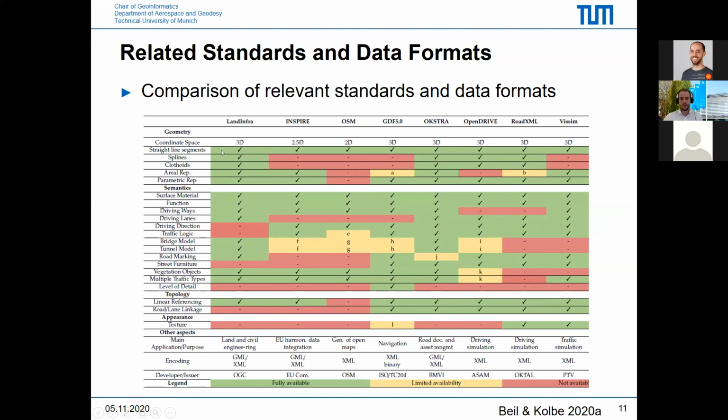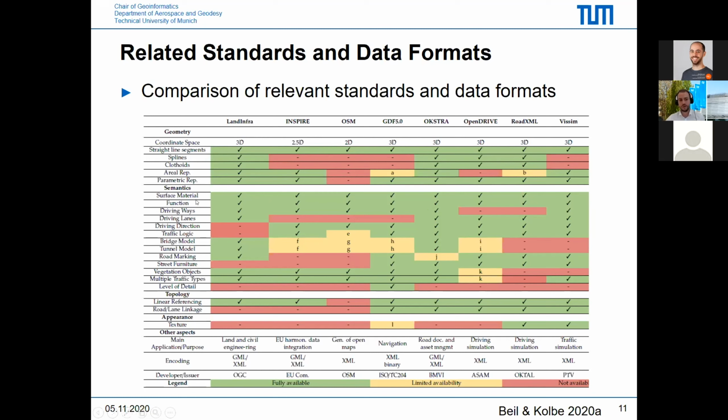So as you can see here, all of the standards we had a look at obviously allow streets to be represented with straight lines, but if you want to have a more accurate representation using splines or clothoids, for example, then there are already some standards that don't support this. Areal representation, explicit areal representation, is also not supported by all of these standards, and if it is supported, then there are often no concrete concepts on how to do that. The standards we had a look at mostly focus on a parametric representation, and that's one of the findings we had.